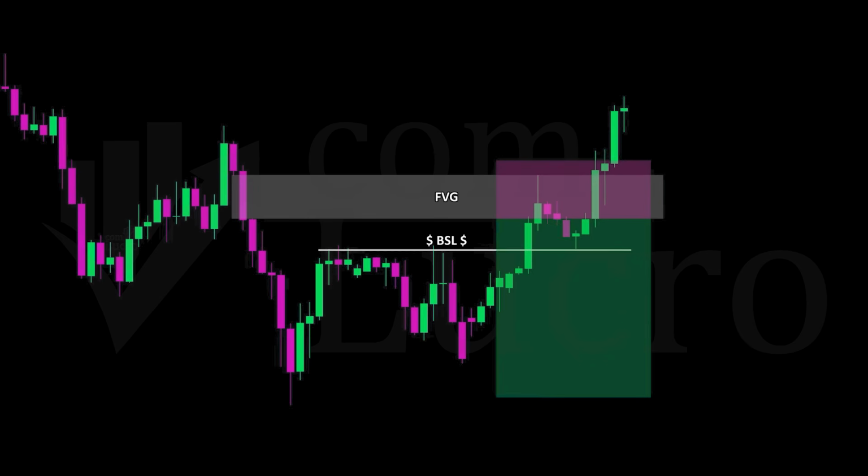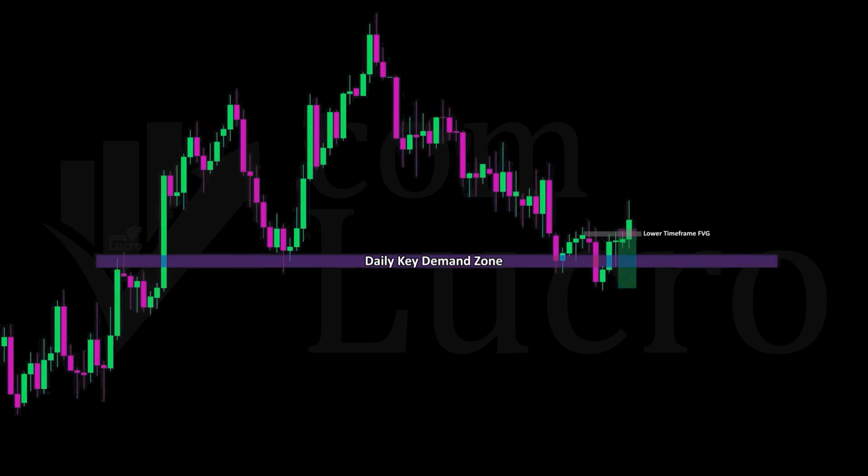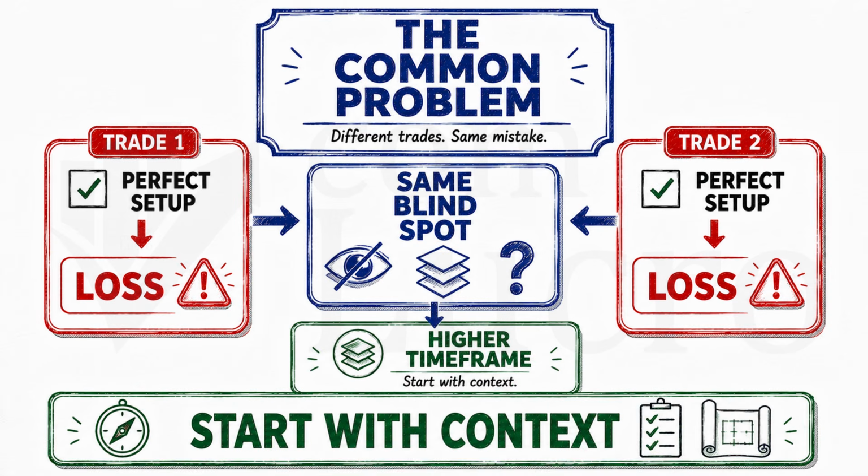leaving us wondering what went wrong. By zooming out to the daily chart, we noticed that price had just reached a significant support zone, and we entered a sell position right after that. This means we were trading against a potential higher time frame reversal, which likely caused the setup to fail. 2 perfect-looking setups, 2 losses, and both came down to the same blind spot, the higher time frame.